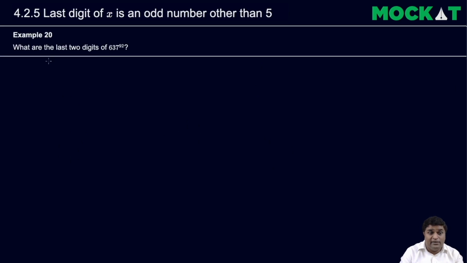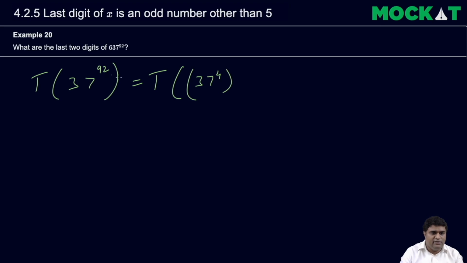On to example 20. What are the last 2 digits of 637 power 92? It's just the last 2 I want. So I'm going to look at it as 37 to the power of 92, right? Now 7 to the power of 4 is going to bring it to 1 as my last digit, right? So I need to make it as 37 power 4 and something. It's going to be 37 to the power of 4, whole power what will give me 37 power 92. Whatever I'm going to put over here, I'm going to multiply these two powers, right? So 4 into what is 92? 92 by 4 gives me 23 over here, right?